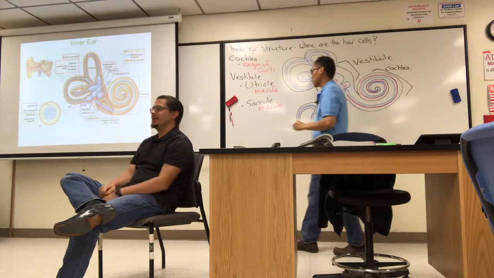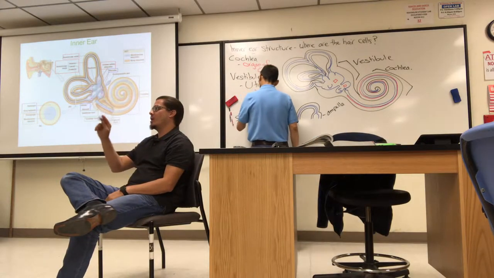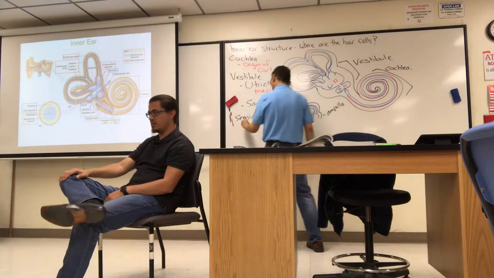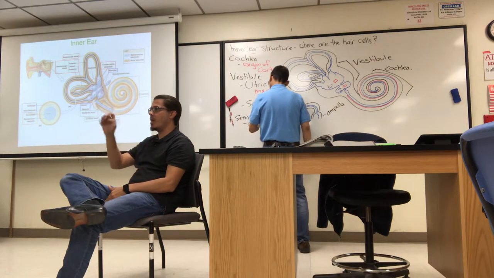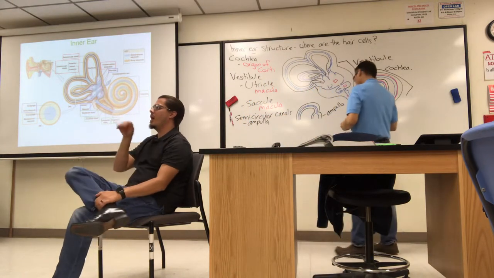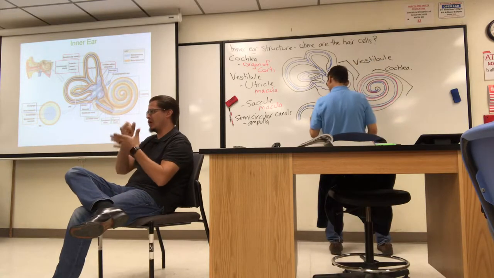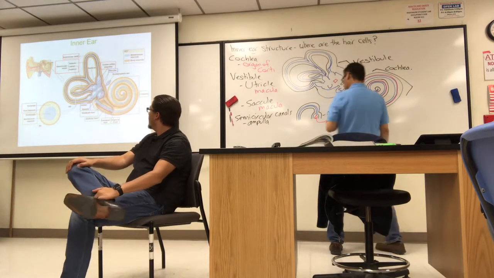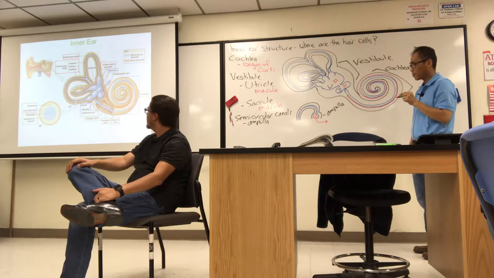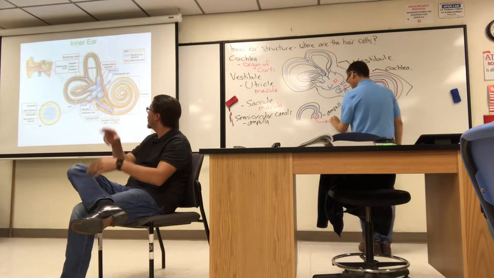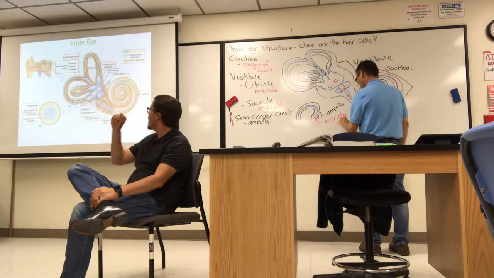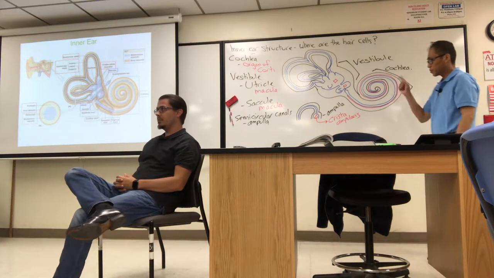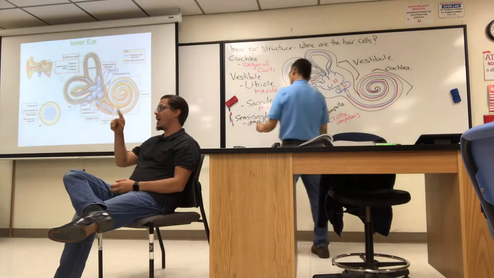So in your three semicircular canals, pay attention to the ampulla, because it has a structure. It's too hard to draw in there. It's going to be inside there. Called the crista ampullaris. I'll just fix it here. And it's the crista ampullaris of the ampulla that has the hair cells.